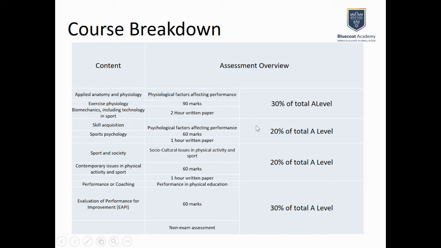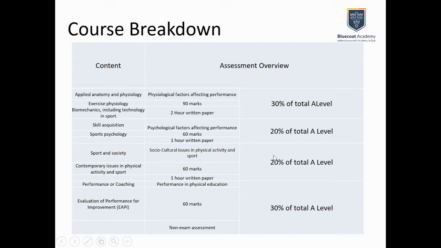The next paper, as we call paper 2, this is the psychological factors affecting performance, and within here they deal with skill acquisition and sports psychology. You can see it's a 60-mark paper and takes an hour and forms 20% of your final A-level grade.